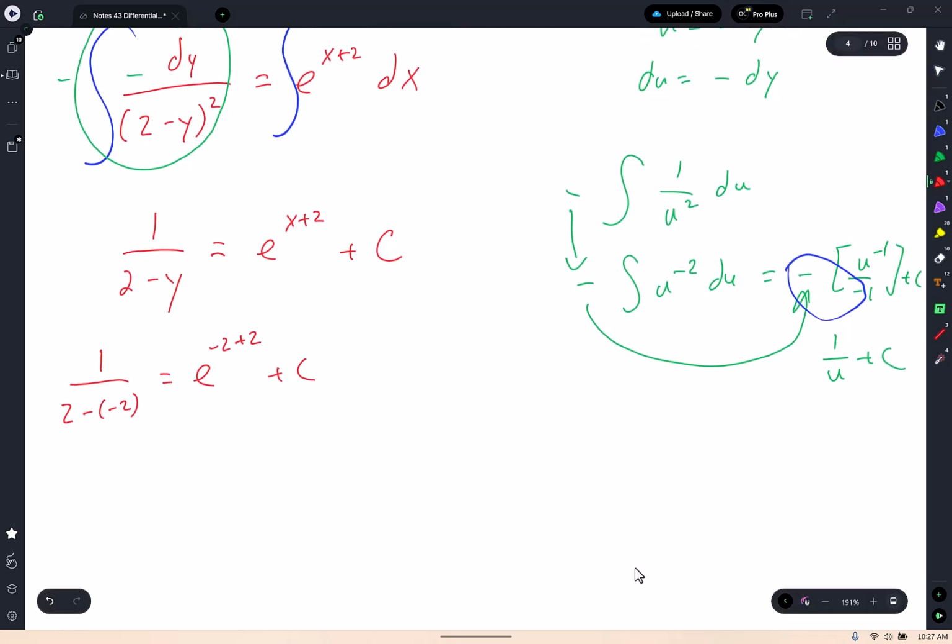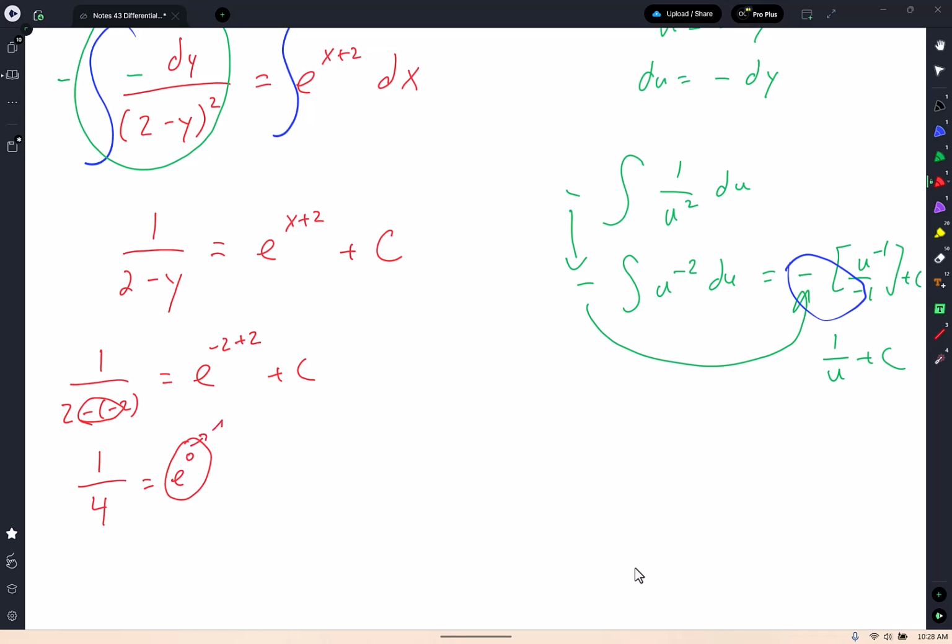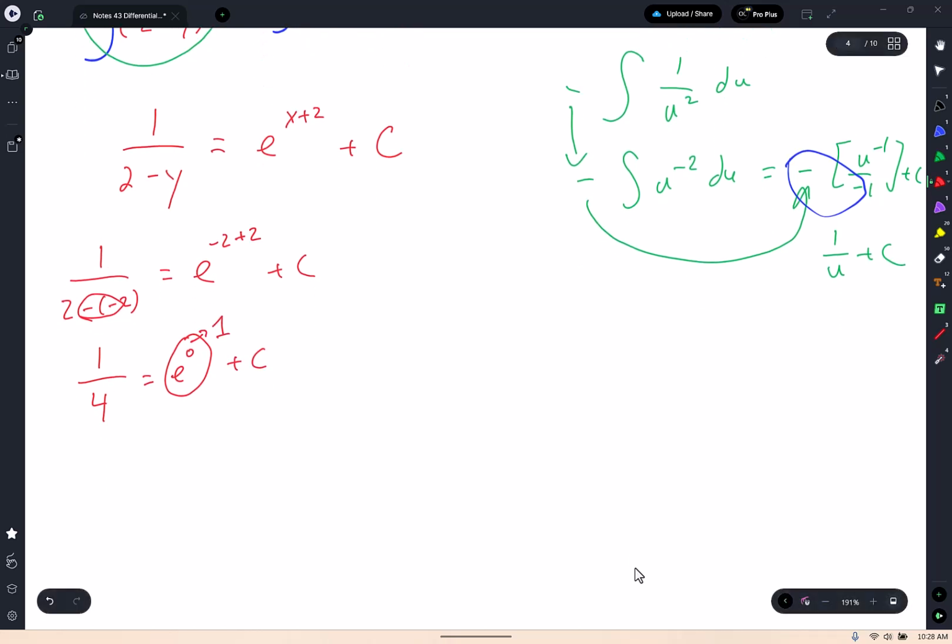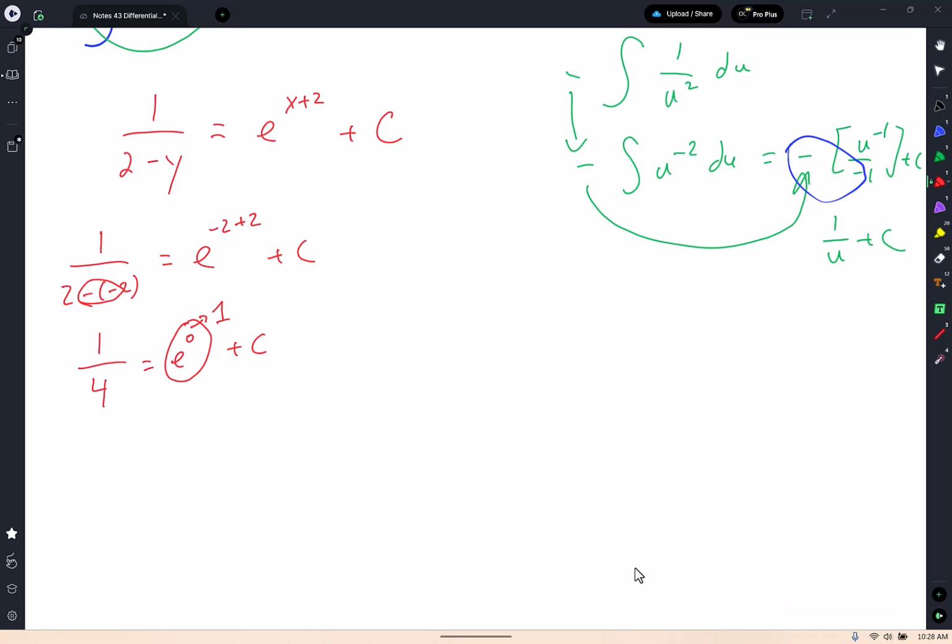I'm slowing down, guys. I'm going as slow as I can. 1 over 2 minus a negative, so you're going to add them up. 1/4 equals e to the 0. E to the 0 is not 0, it's 1, plus c. So I'm going to move that to the left. 1/4 minus 1 equals c. So 1/4 minus 1 is negative 3/4.